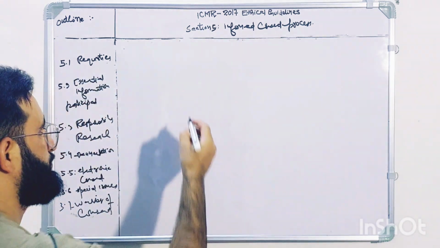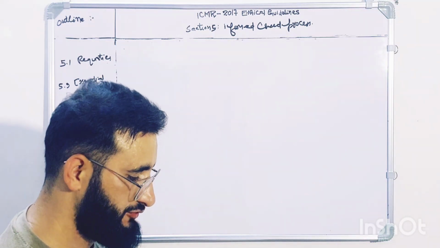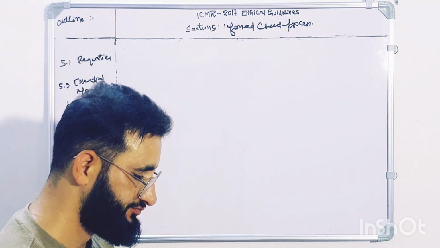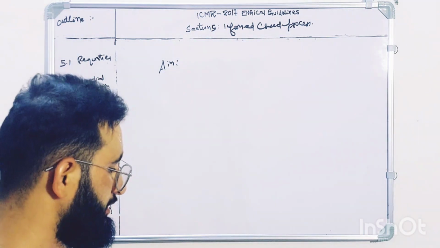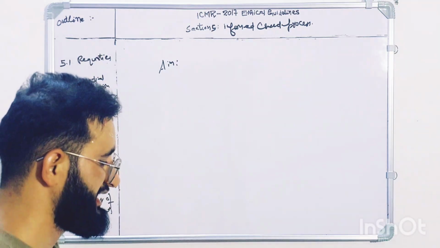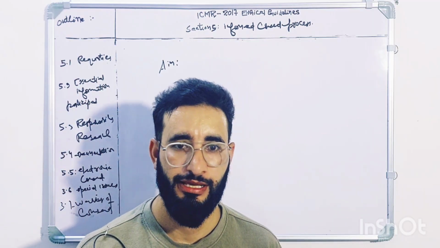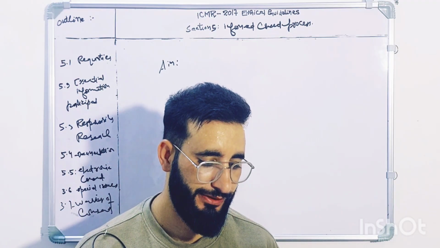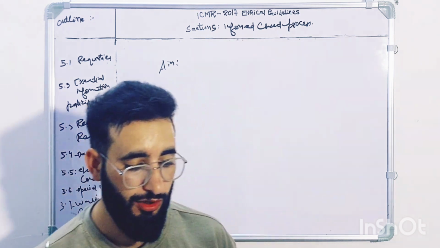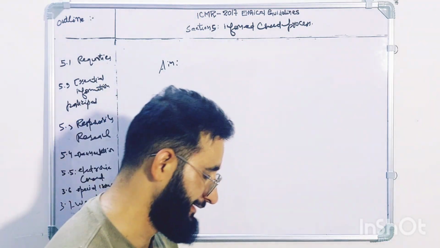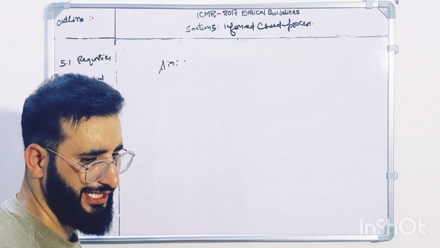First, the informed consent process. If you see the aim or objective of this section, the informed consent process ensures that the research participant's consent is voluntary, well informed and ethically valid, respecting the autonomy and dignity of the participants.